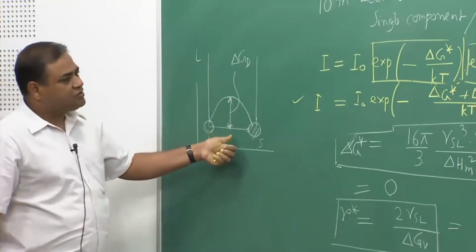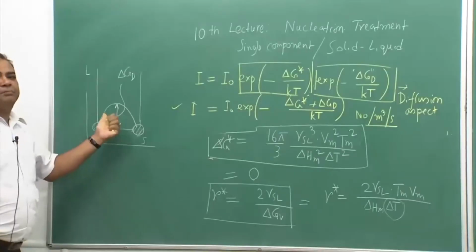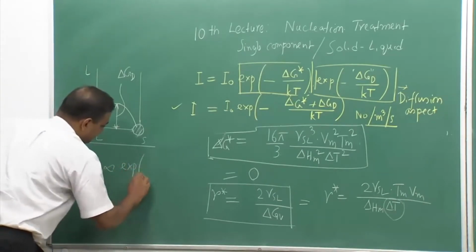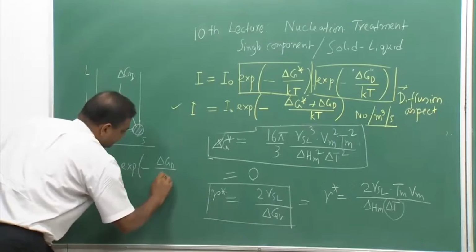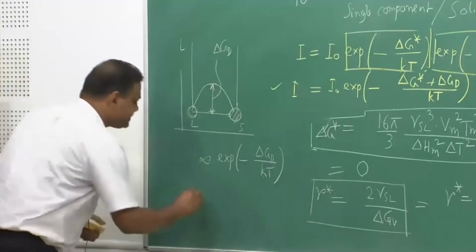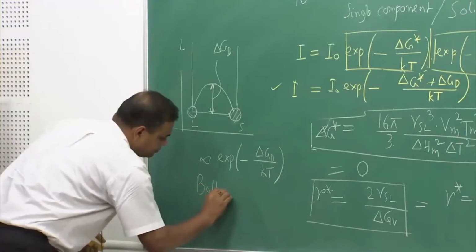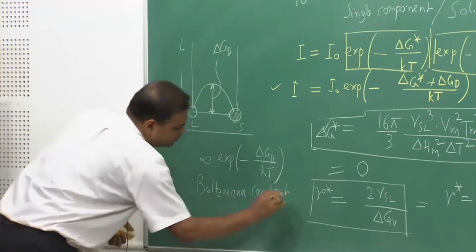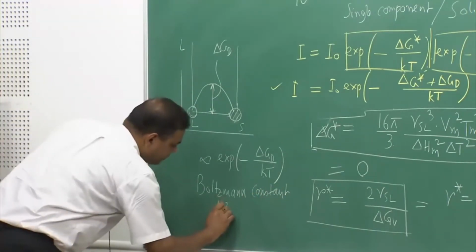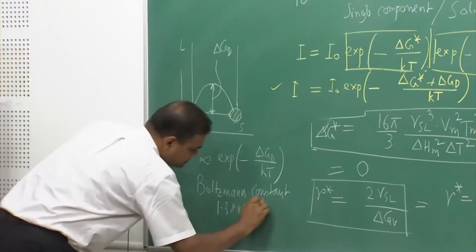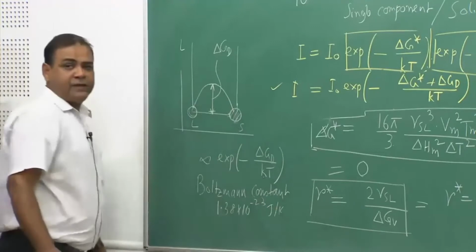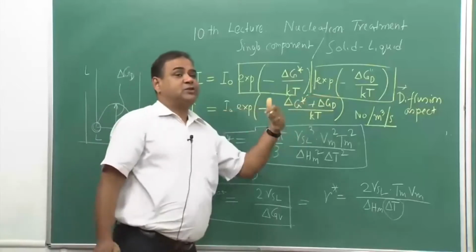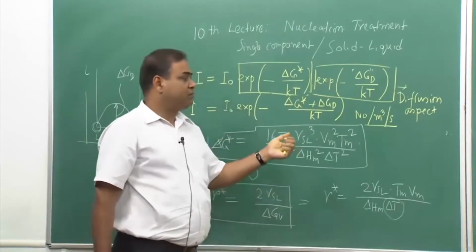Again, this is also talking of some jump, and that time the rate is proportional to exponential minus delta GD by kT, and this k is the Boltzmann constant. Its value is 1.38 into 10 to the power minus 23 joule per Kelvin. So, this particular term is sitting there because it talks about the jump of a liquid atom going to the solid surface.